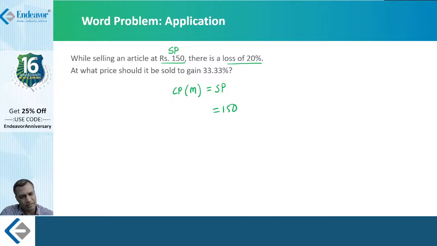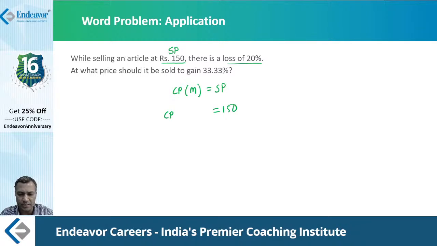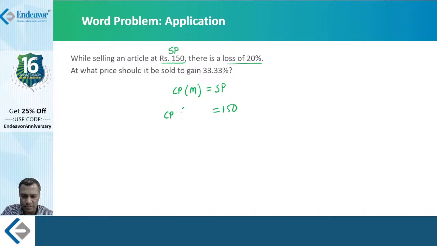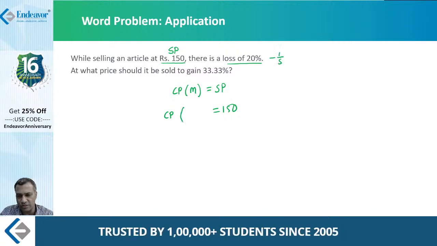What is the cost price? Let us write it as X. If you want, you can write it as X, no problem. I will write cost price as CP itself. That is also fine. CP can be taken as a variable, what is wrong about it? What is the multiplier? 20% loss is minus 1 by 5, which is 4 by 5. That's the multiplier I want to capture here. That is the first statement.